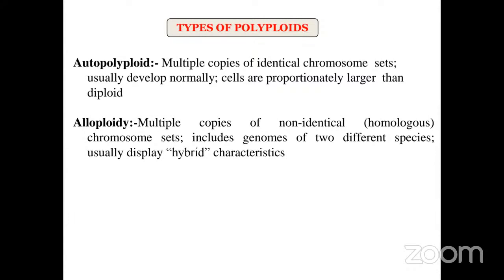Wheat is the main, very common example of an allopolyploid, where different genomes from different species have been incorporated into wheat. That's why it is an allopolyploid. Auto means its own genome is getting duplicated. There is no horizontal transfer of genes. Its own genome has been duplicated in the case of an autopolyploid.